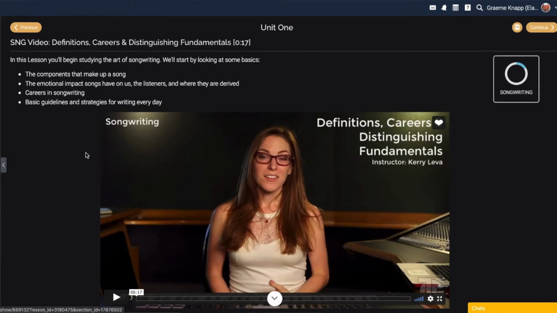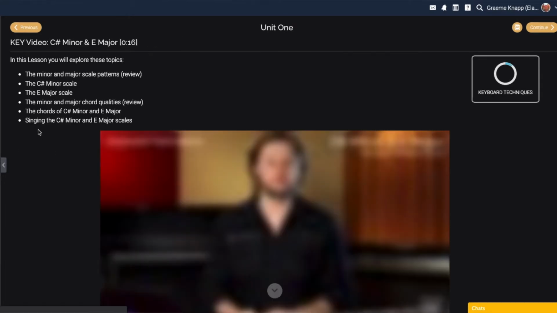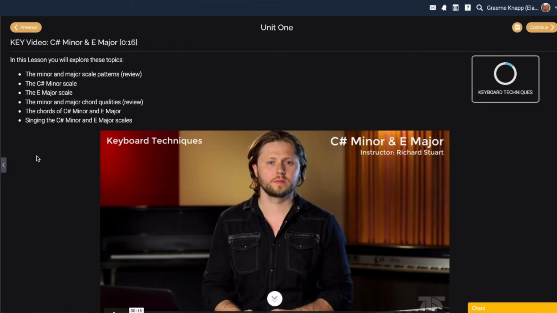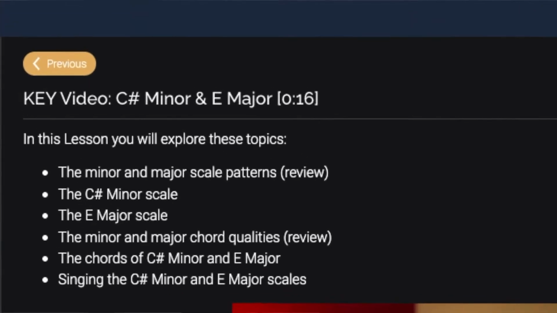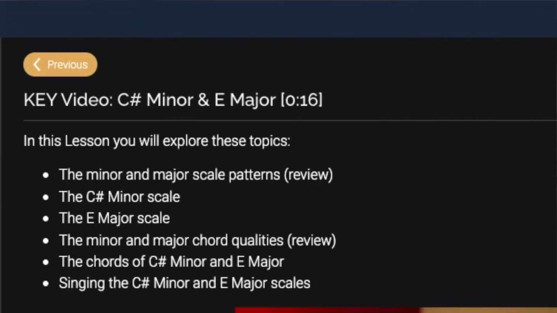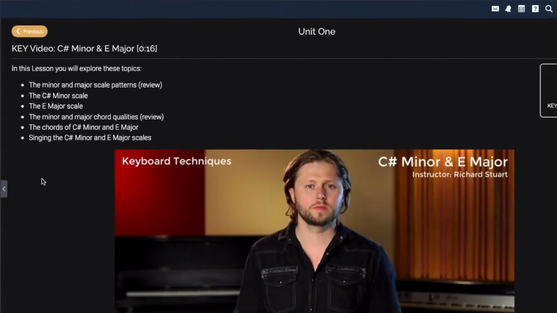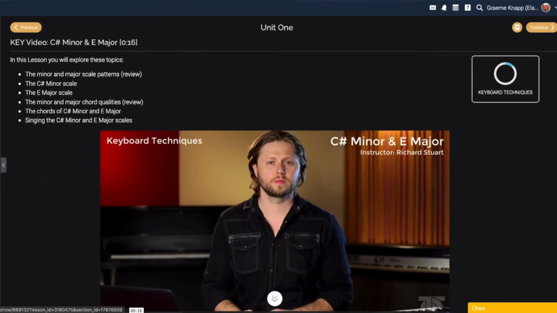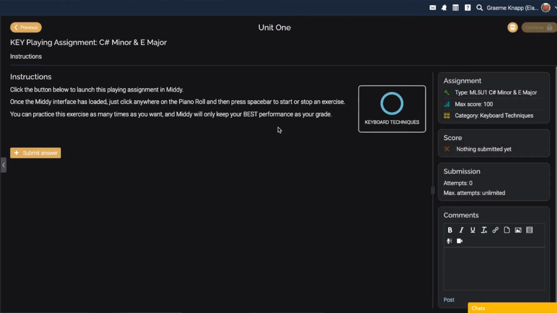Pushing forward, it looks like we're going back into keyboard techniques, C# minor and E major. In this lesson, you will explore these topics: the minor and major scale patterns review, the C# minor scale, the E major scale, the minor and major chord qualities review, the chords of C# minor and E major, singing the C# minor and E major scales. And as per usual, we end Unit 1 with a keys playing assignment.